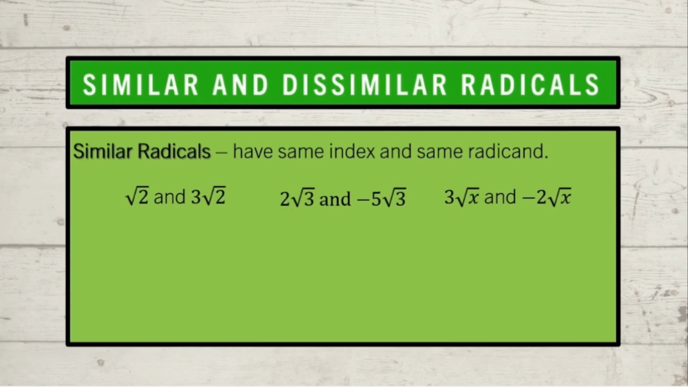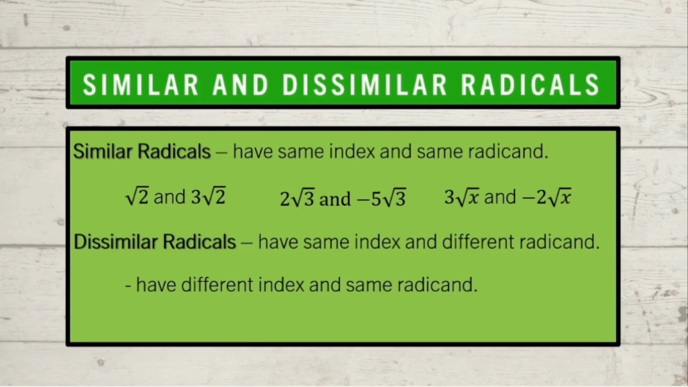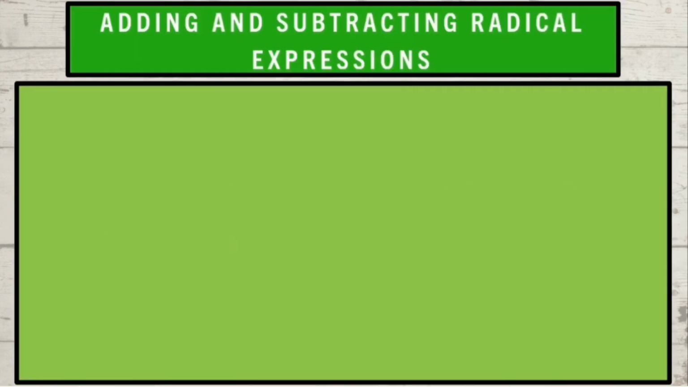Dissimilar radicals do not have the same index and radicand, such as square root of 5 and cube root of 5, cube root of 4x and cube root of 2x, square root of 2 and the square root of x. Now, you already learned about similar and dissimilar radicals. With that, you can only add or subtract radicals which are similar.